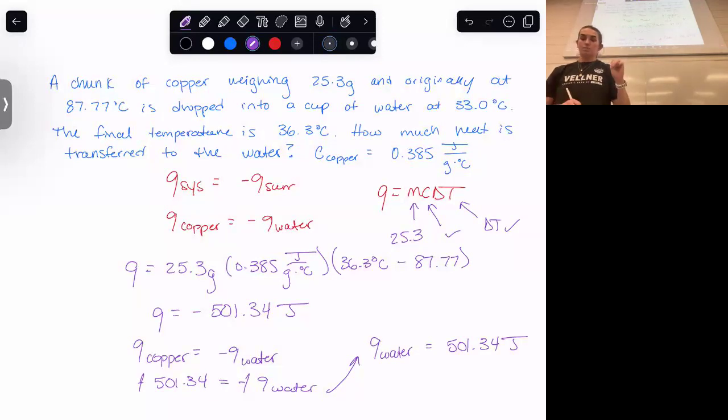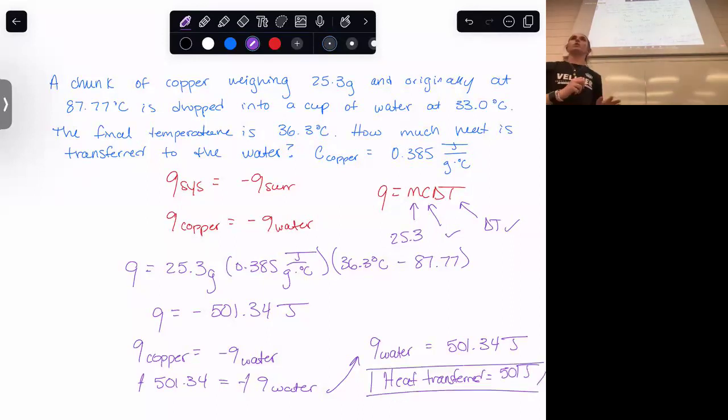Three. Where does three come from? Yeah, it comes from a couple spots, right? We have three sig figs in our mass. We have three sig figs in our final temperature and then the initial temperature of our water. Okay, so overall, the heat transferred is 501 joules. Okay, what questions do we have?